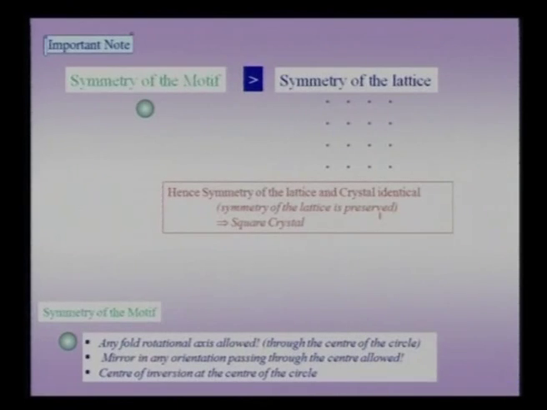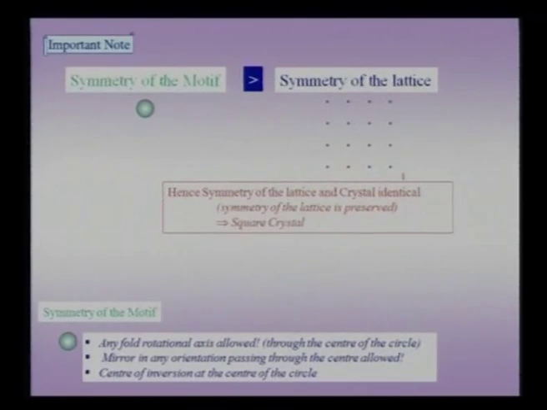So, we can evolve a principle here: if the symmetry of the motif is greater than the symmetry of the lattice, then the symmetry of the lattice is conserved when I make a crystal. In other words, the crystal will have the symmetry of the lattice, and in this case it has a 4mm symmetry, and the symmetry of the lattice and the crystal are identical.